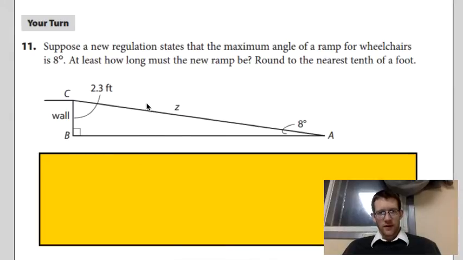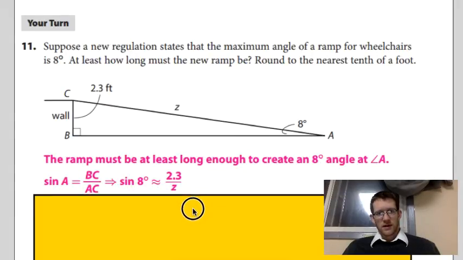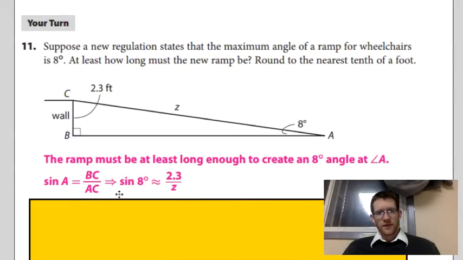So here we have a ramp. It has to be 8 degrees. We have to get over a wall that's 2.3 feet. So we're going to use the sine function of angle 8 here. We can say that the sine of angle A equals the opposite over hypotenuse, which gives us an equation like this: the sine of 8 degrees equals 2.3 over z. This one I'm going to take a second and write out because the book doesn't.